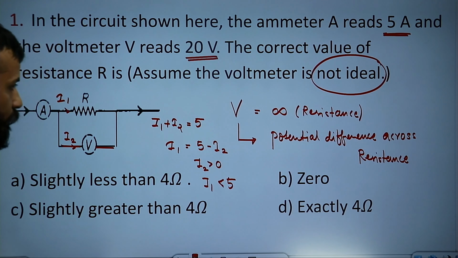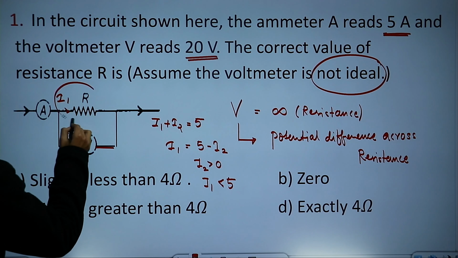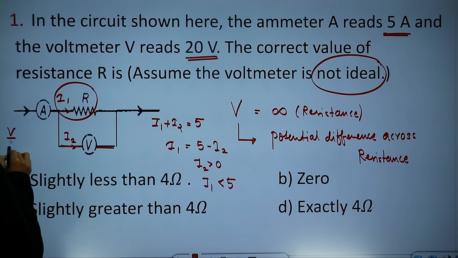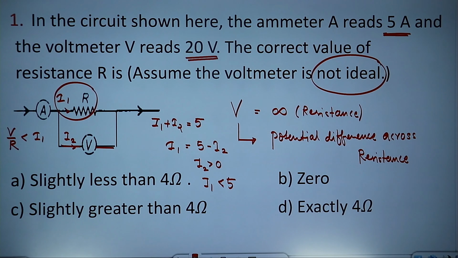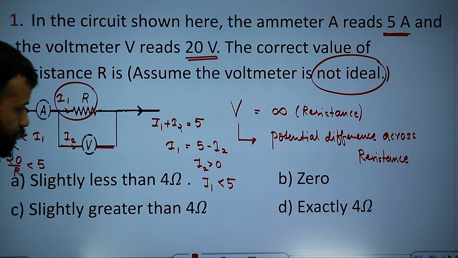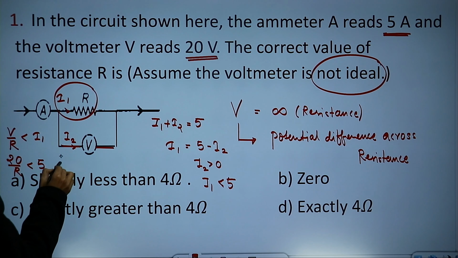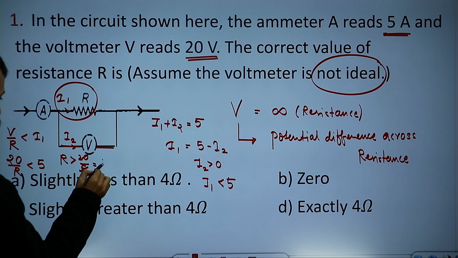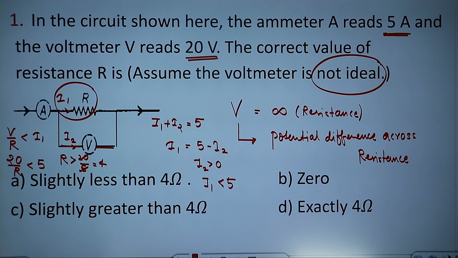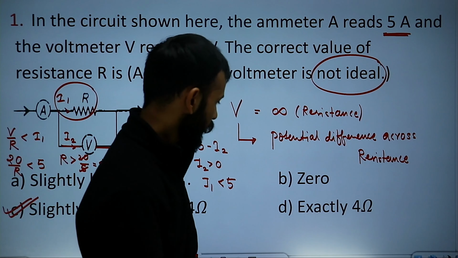Further, the potential drop across the resistor can be written as V by R, which should be less than 5. Here V is 20 volt, so 20 by R will be less than 5. So R will be greater than 20 by 5, which is equal to 4. So R should be slightly greater than 4, and option C will be the correct answer. Clear?